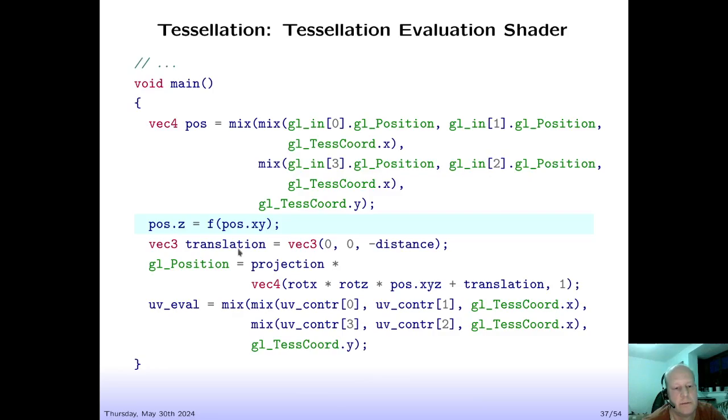Then we take this position, and as before we create a translation vector, rotate the position around z, rotate it around x, and add the translation vector. We extend the vector with a 1 to get a 4D homogeneous vector, and multiply that with the projection matrix to get the projected coordinates. Furthermore, we take the UV coordinates, and the same way as we did for position, we interpolate between the different UV coordinates to generate the output UV coordinates.